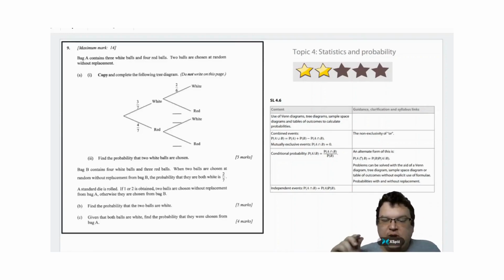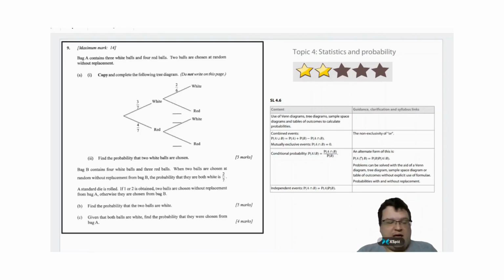Today's question comes from the statistics and probability section of the syllabus. I've given it 2 out of 5 stars here. I don't think it's too tricky. If you know your stuff, you know your formulae, you should be fine. So a little bit more detail on what's in there.